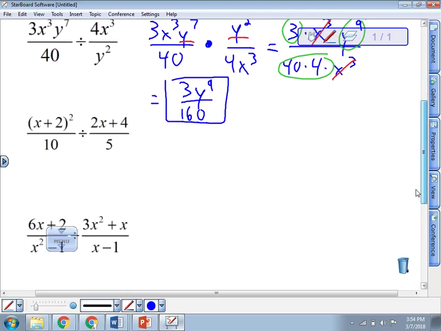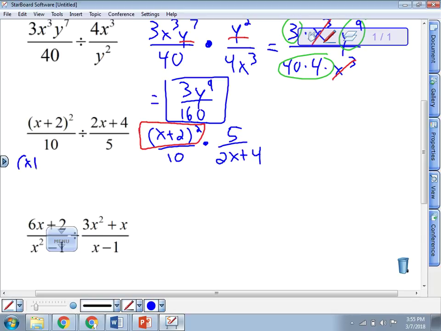Next one. Keep, change, flip. So I'm going to keep the first one the same, x plus 2 squared over 10, times. Again, we change that. The 5 goes to the top, the 2x plus 4 goes to the bottom. Now we've got a factor. This x plus 2 squared, remember what that means when something's squared. It's itself times itself. So this becomes x plus 2 times x plus 2 over 10, and that's going to be times 5 on top.